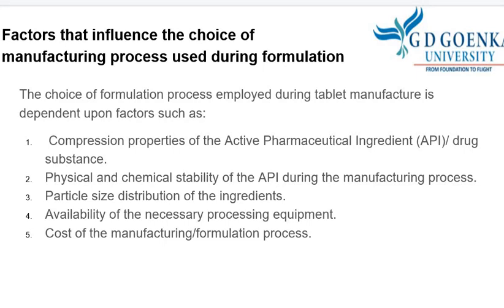Availability of necessary processing equipment is the most important factor for the choice of the manufacturing method by a manufacturer. And last but not the least, the cost of the manufacturing or formulation process. It is well known and understood that direct compression is the most economical method of manufacture. However, the cost of the directly compressible excipients is higher than the excipients which are otherwise used for the wet or dry granulation process.